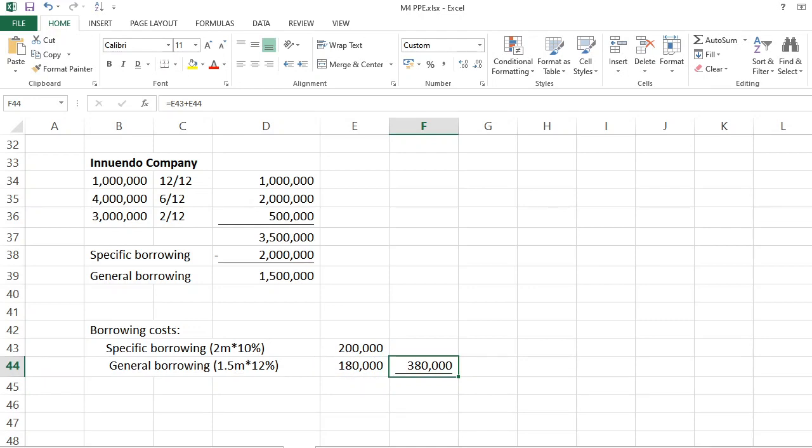Pero borrowing cost pa lang to. Ang tanong niya, cost of the building. So, we're going to consider the total expenditure. That is 1 million plus 4 million plus 3 million. Therefore, it would be 8 million. And the cost of the building now is 8.38 million.